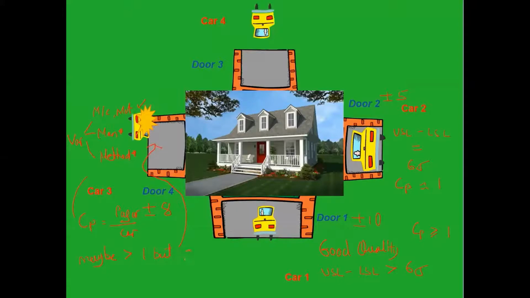Theoretically, car 4 should be able to park into door 4 easily because the car size is much smaller than door 3, or the machine's variation is much smaller than the product specification. However, there's also a possibility that even though there are no defects, the car didn't hit the gates. There's also a possibility that the car didn't park at the position that it's supposed to be. So that's another scenario.